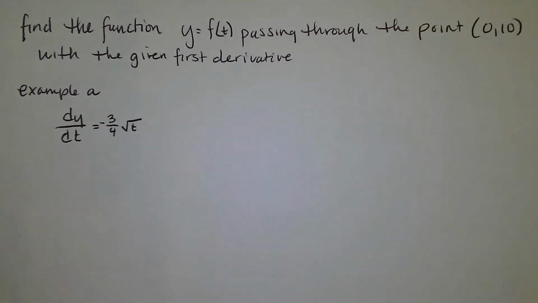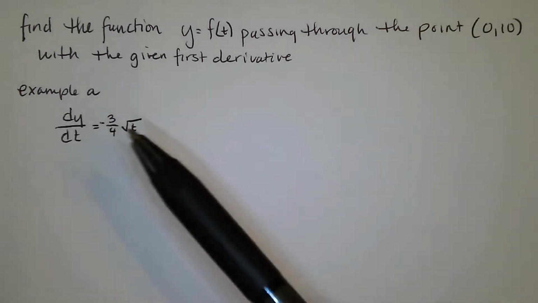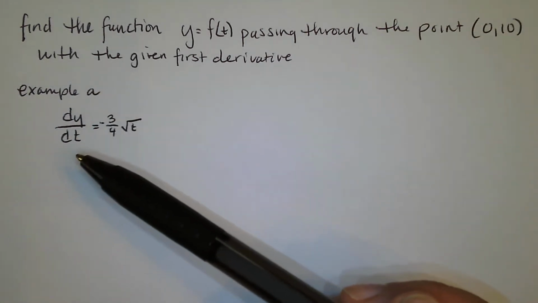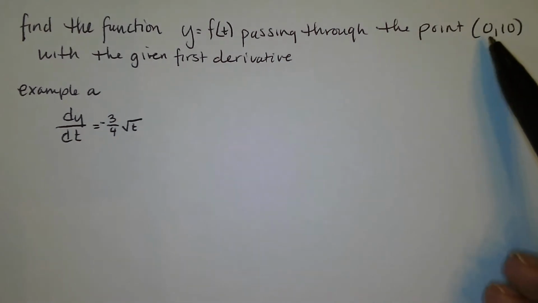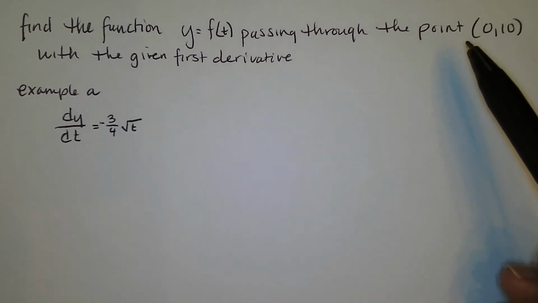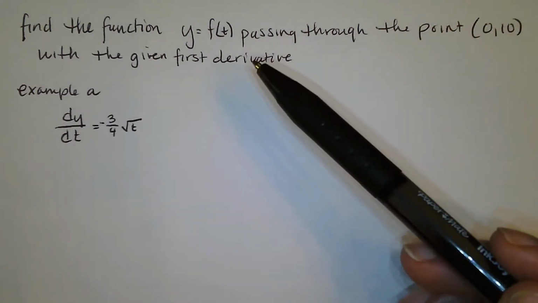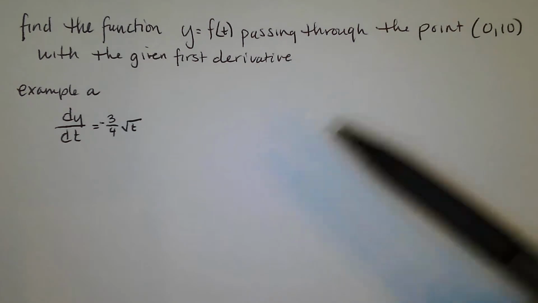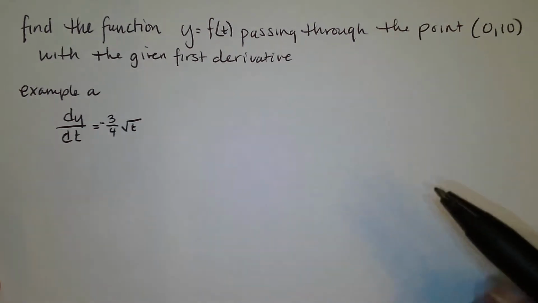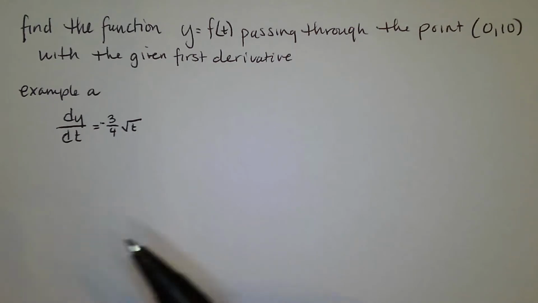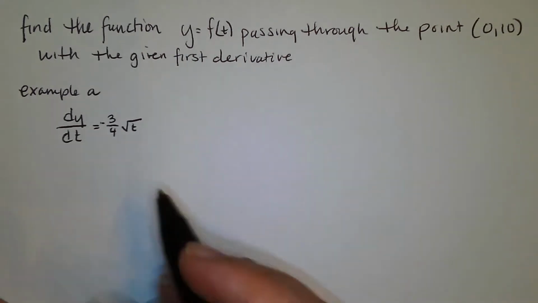Let's try two examples where we're going to solve the differential equation. We're going to have a c value, but then we are given the initial value of (0, 10) to figure out what the constant is so we can actually get the function instead of just leaving it as it is. So, anyhow, we have, for our first example, dy/dt is equal to negative 3/4 square root of t.